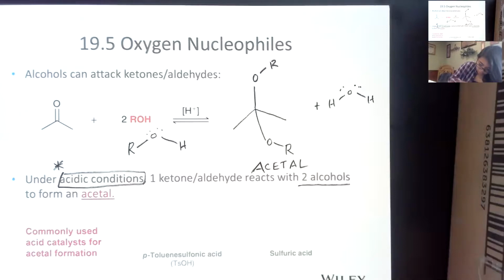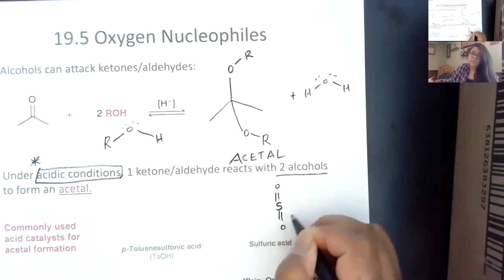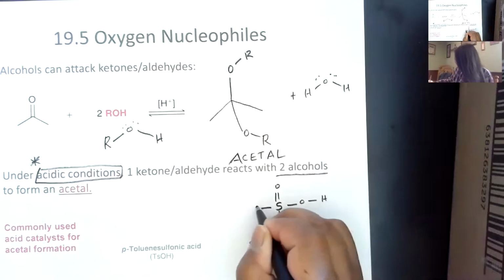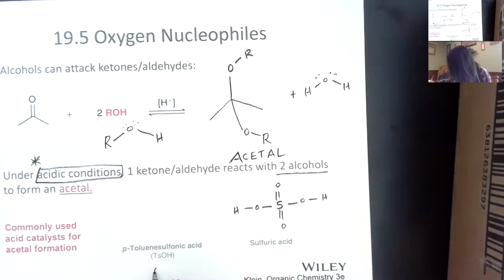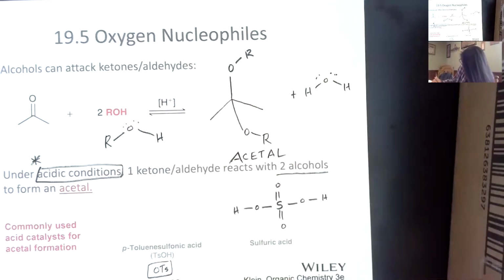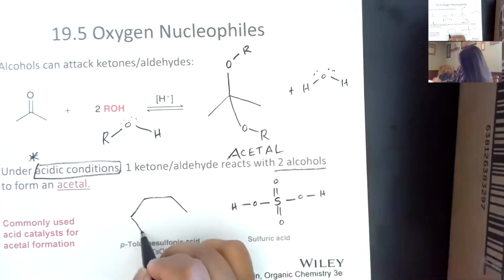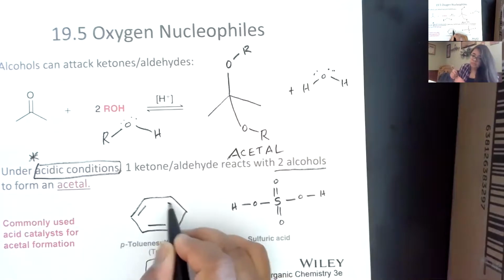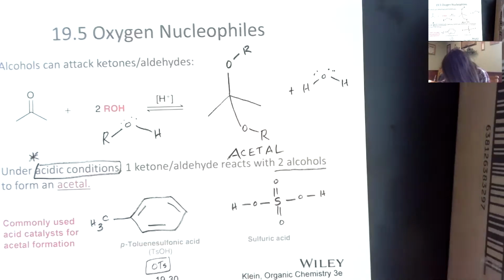What are your acid catalysts? Sulfuric acid, I'm going to draw the Lewis structure to remind you what that is. And then para-toluenesulfonic acid. Remember your OTs? So we're going to draw the structure of that, well, the whole acid. Toluenesulfonic acid. Now it makes more sense to you, hopefully, right? Para-toluene, the sulfonic acid group.